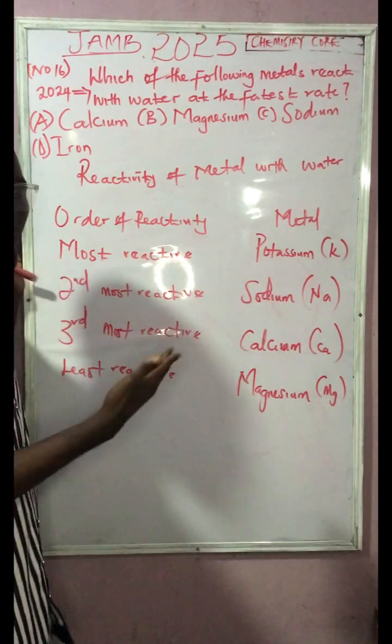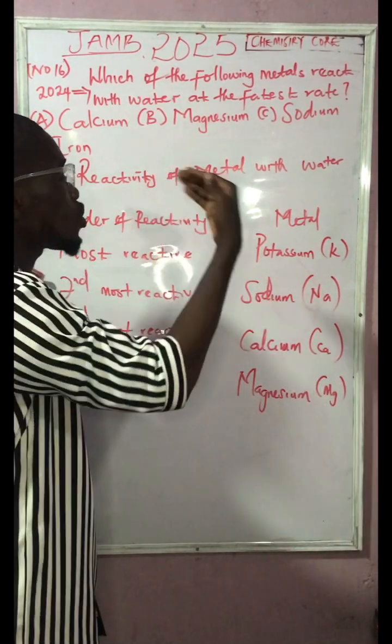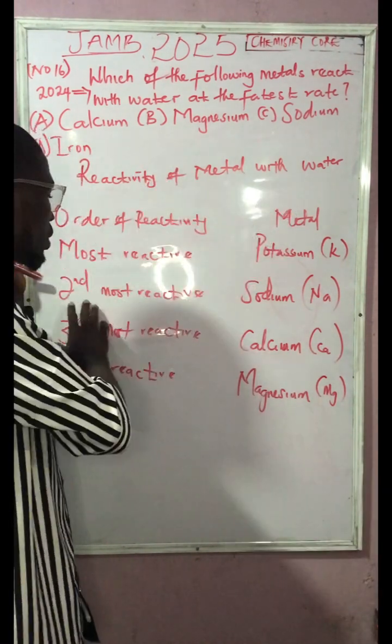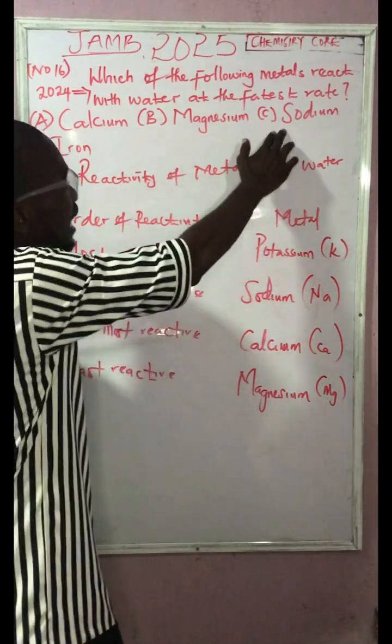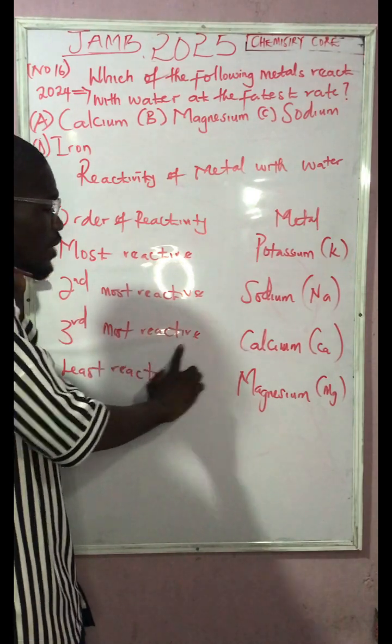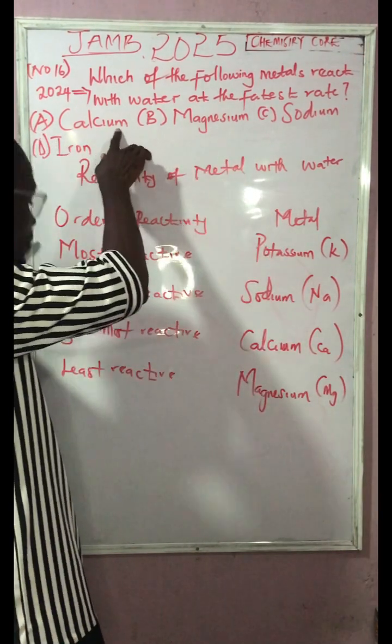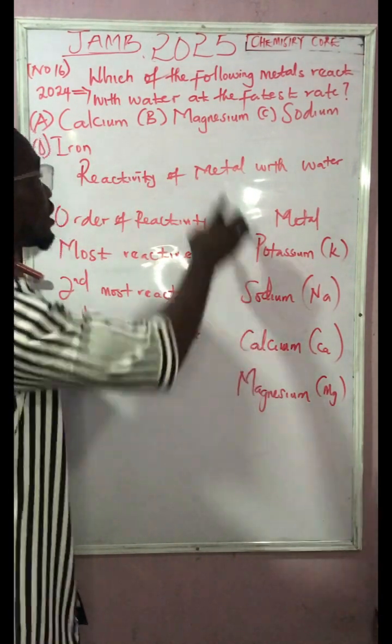So guys, for the reactivity of metals with water at the fastest rate, potassium reacts fast with water, but among the options we don't have potassium there. So the second most reactive is sodium. There is sodium here. The third most reactive is calcium. There's calcium here.